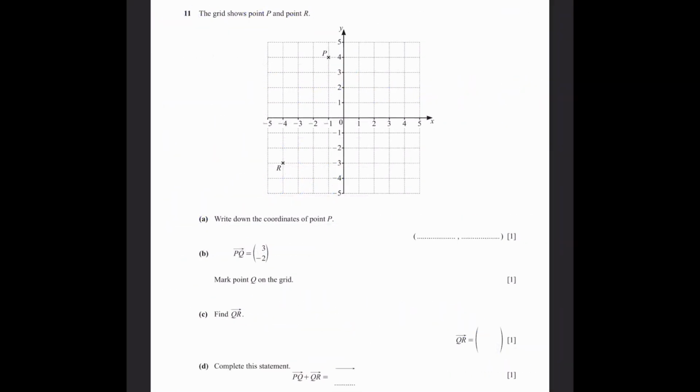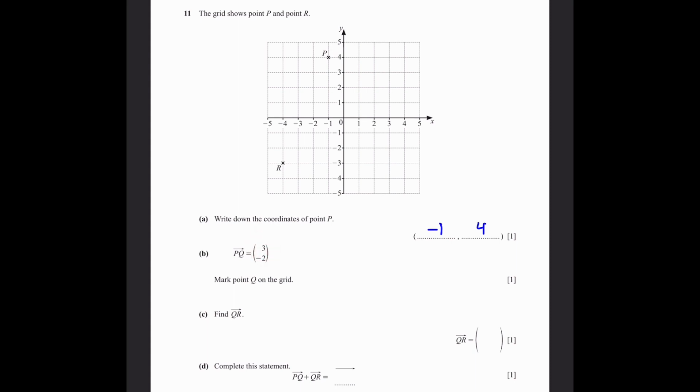Question 11. The grid shows point P and point R. A. Write down the coordinates of point P. We can see over here, point P is at an x value of -1 and y value of 4, which means -1, 4. B. PQ with an arrow here that represents a vector is equal to 3, -2.